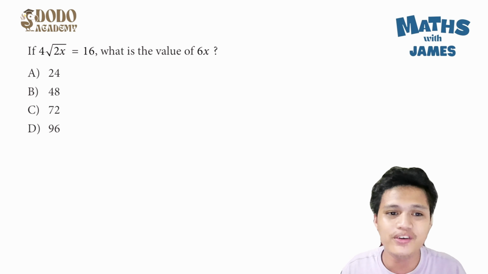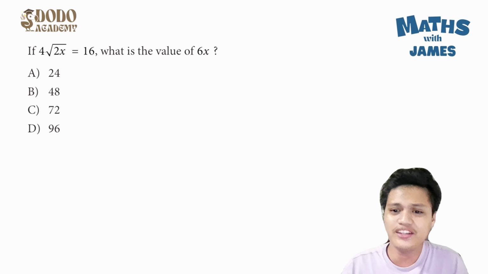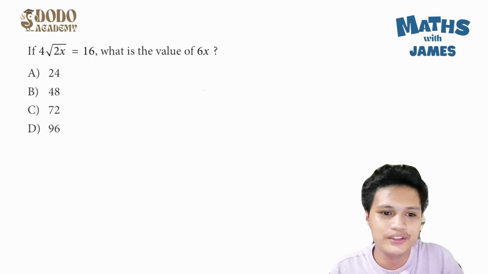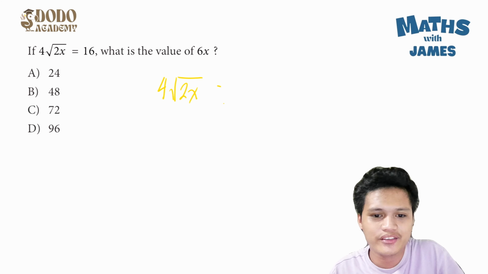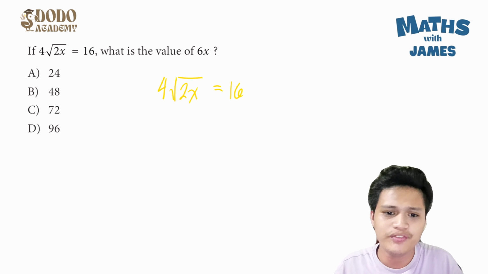So if 4 square root of 2x is equal to 16, what is the value of 6x? The solution to that is actually very simple. First, let's write down the equation: 4 square root of 2x equals 16. Basically, what we're trying to do here is solve for x.